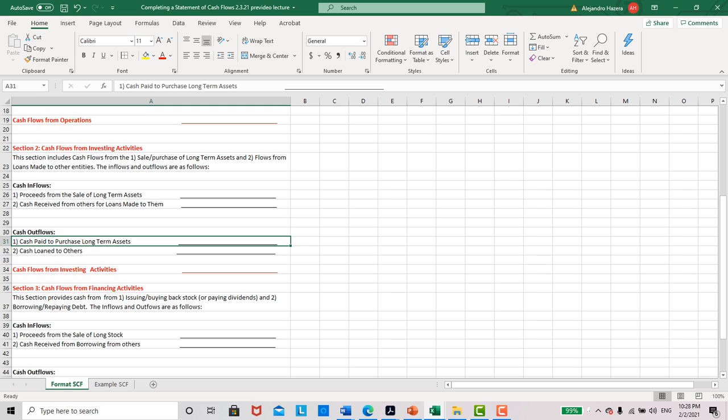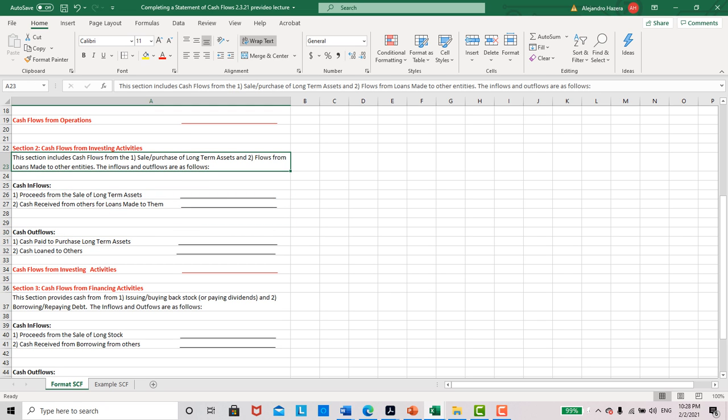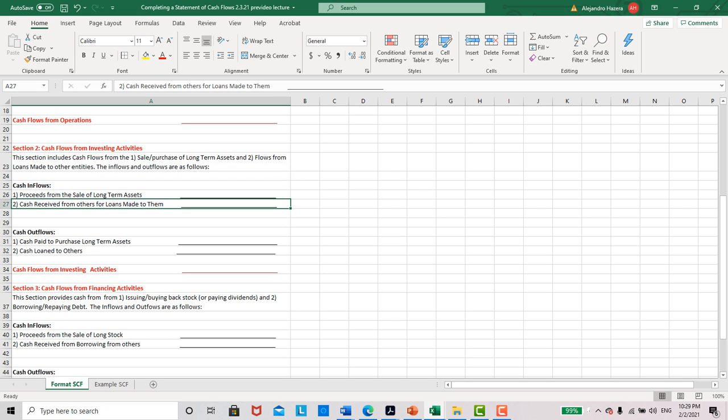Okay, the second activity would be flows from loans that you make to others. You could call it lending activities. That's a pretty good description, actually. So what would be the inflow from lending activities? When people pay you the money back, they owe you the money and they pay it back to you. That would be a loan. That would be the cash inflow from loans that you make to others when they pay you back.